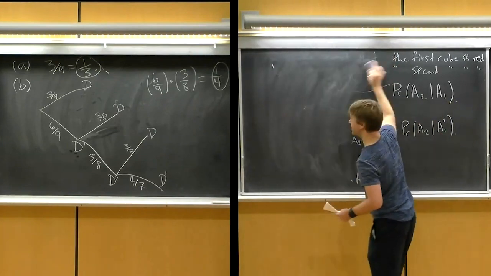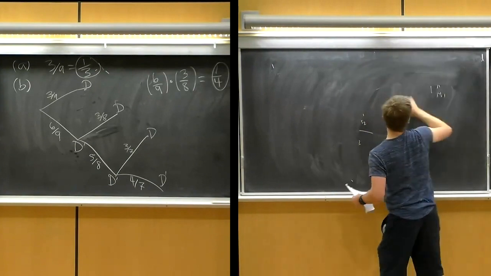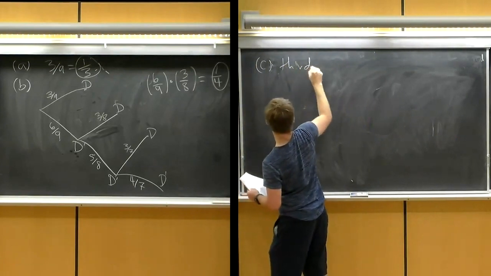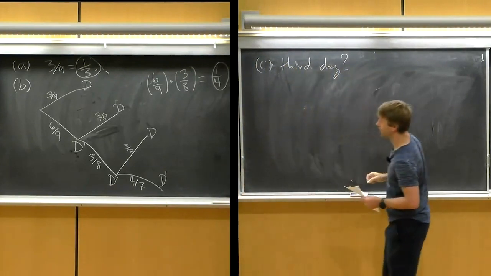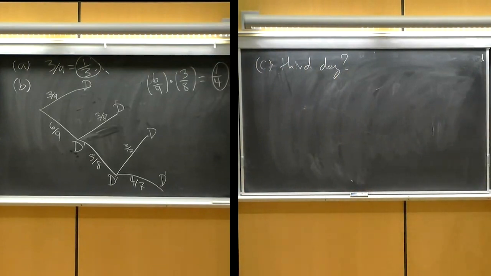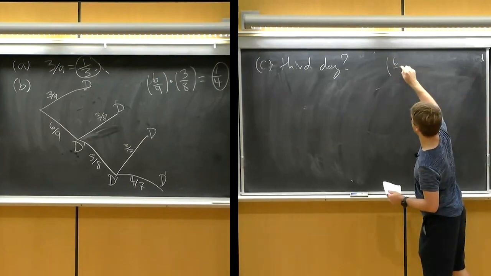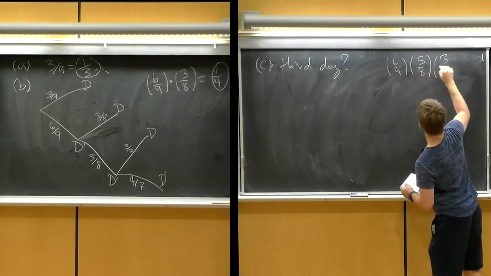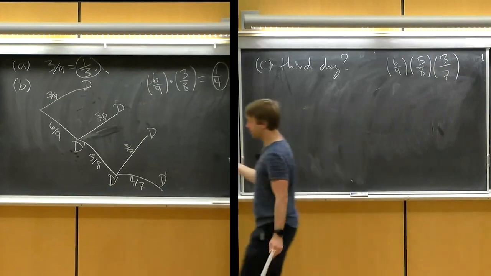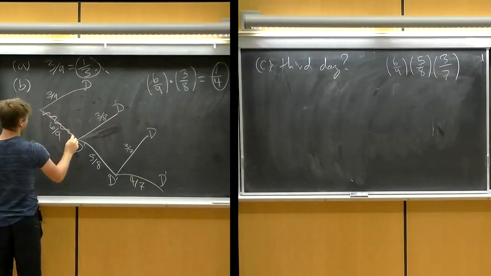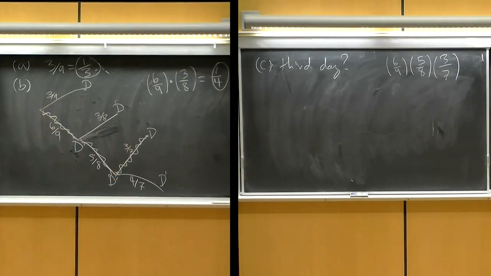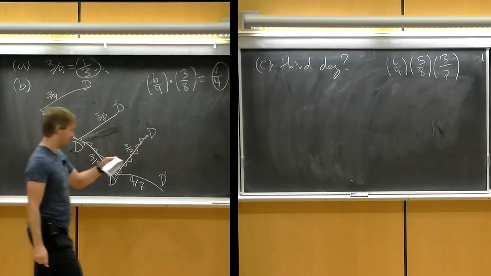Okay, so who could tell me what's the chance of dying on the third day? Sounds good to me, yep. 5/8, 3/7, right? Because again, we just follow the correct path, right? Go down here, and go up there. Which I think gives me 5/21.